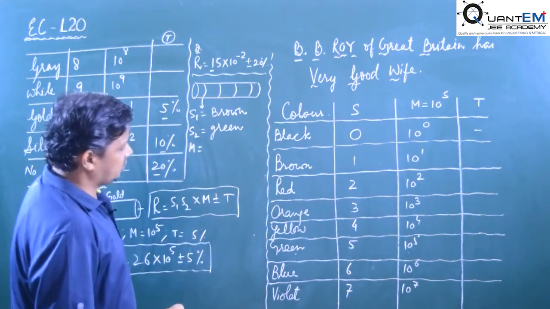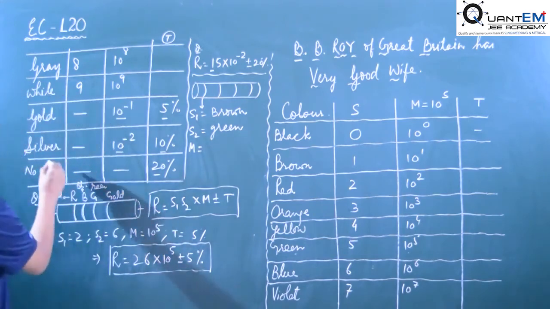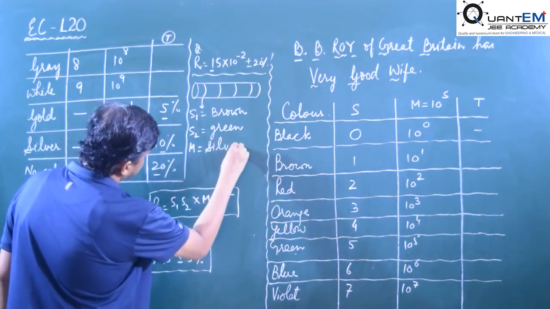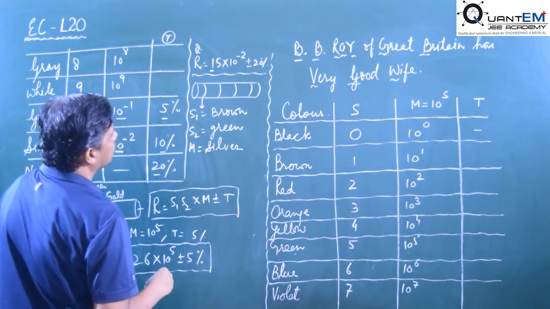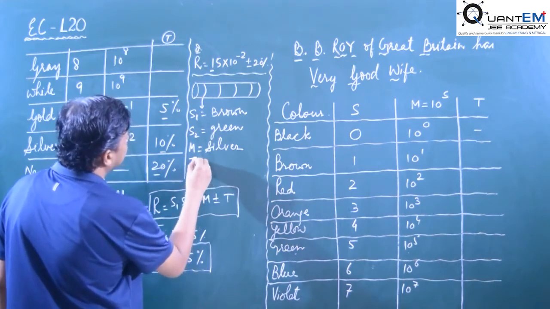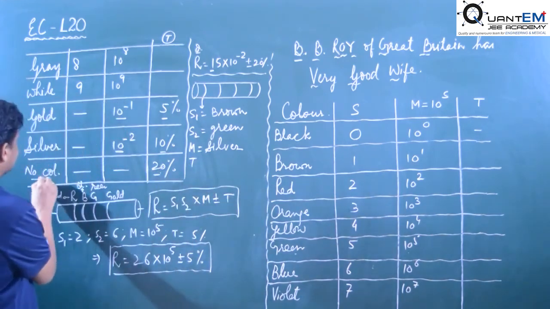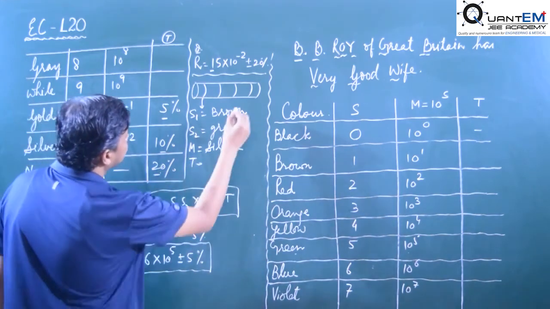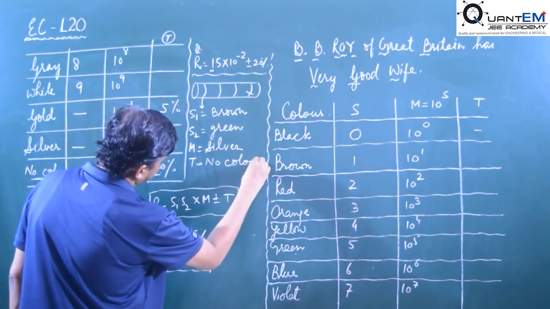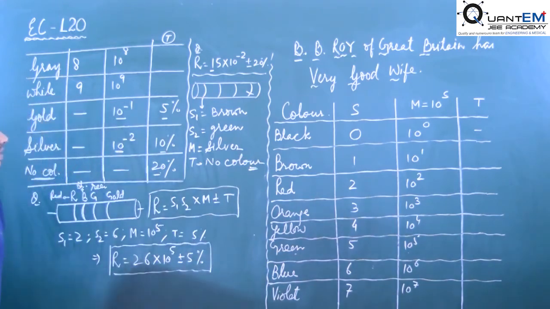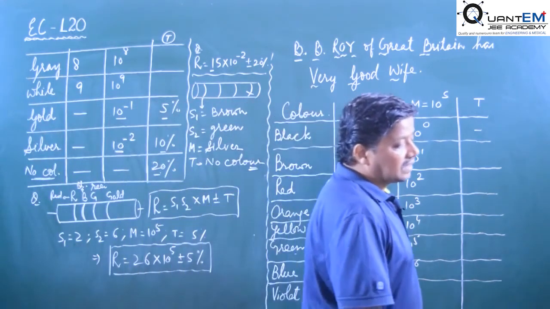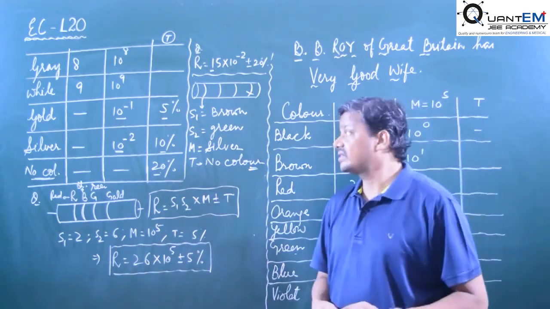Multiplier 10⁻², multiplier of which color? 10⁻². See, it is of silver color, silver. And plus minus 20%. So fourth line, tolerance here is 20%, 20% for no color. So this line is absent here, it is for no color. So accordingly we may find the resistance of the carbon color coded resistor.